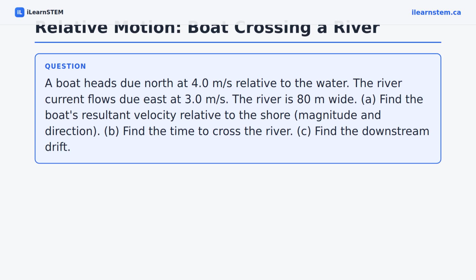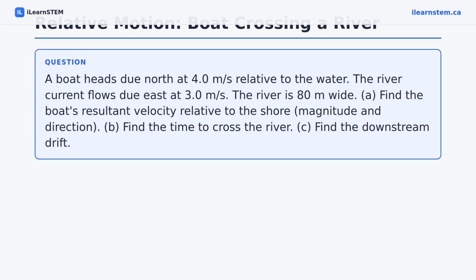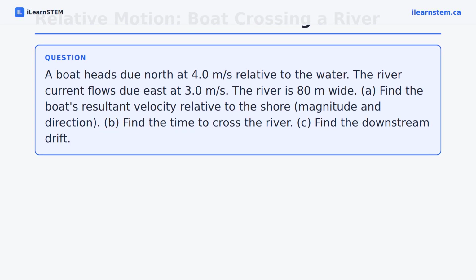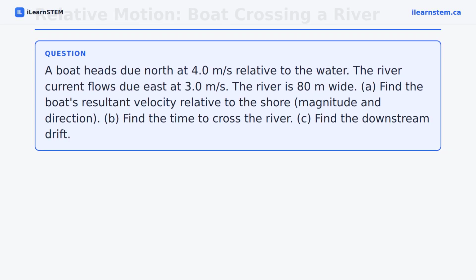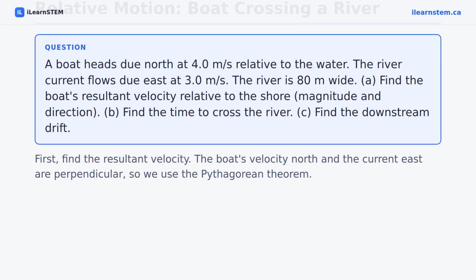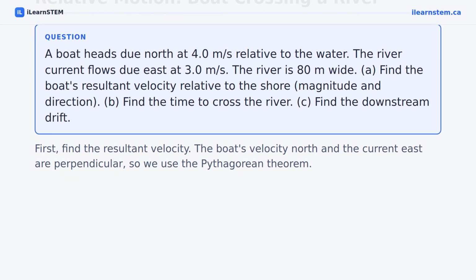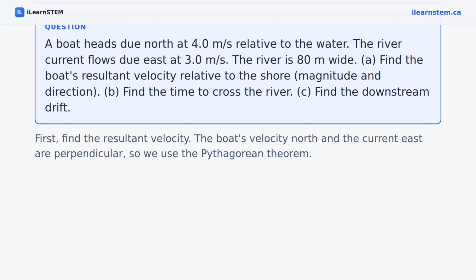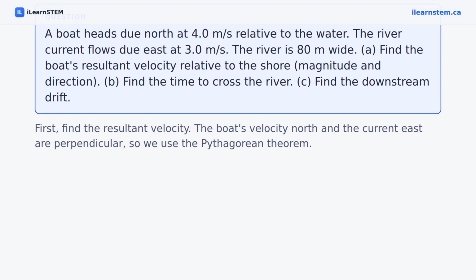We need to find A, the boat's resultant velocity relative to the shore, both magnitude and direction, B, the time to cross the river, and C, the downstream drift. First, find the resultant velocity. The boat's velocity north and the current east are perpendicular, so we use the Pythagorean theorem.